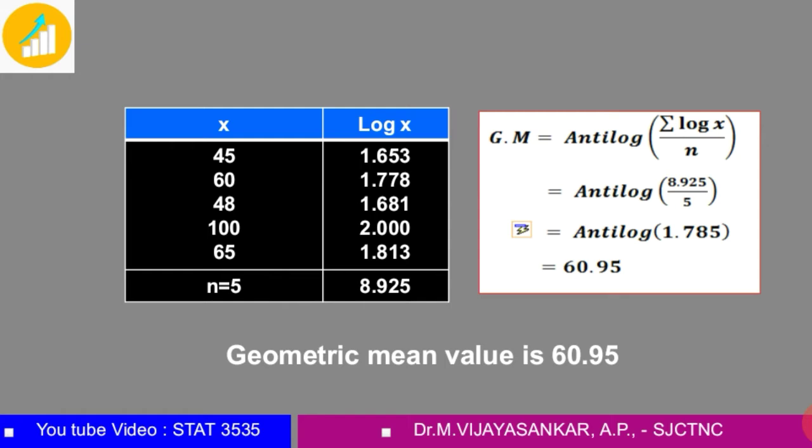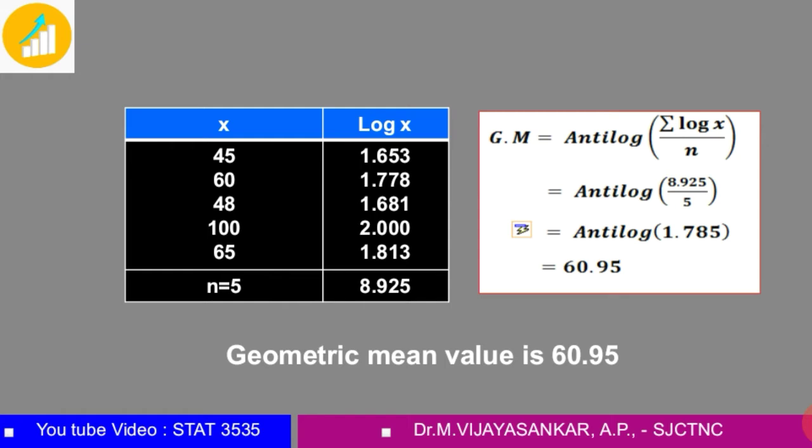Next we are going to find our denominator. Our denominator is small n. What do we mean by small n? The total number of observations. Here in our problem the x values are given. In this data we have 5 values, 1, 2, 3, 4, 5. So the n value is 5. Substituting n equal to 5 in the denominator and dividing the numerator by the denominator, we get 1.785.